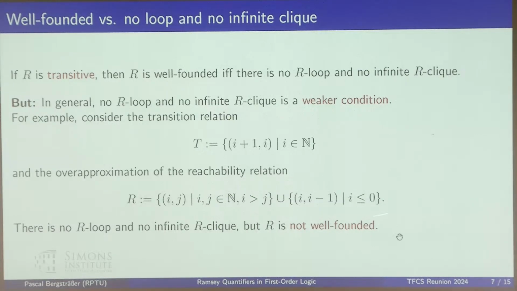So in this example here, this is not well-founded because I have this infinite decreasing chain to minus infinity. But we don't have an infinite clique, because we do not have these transitive edges here. And here we also do not have an infinite clique because this is bounded from below. So this is a weaker condition.